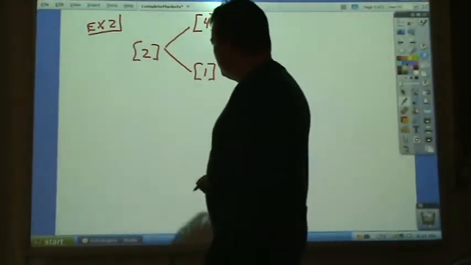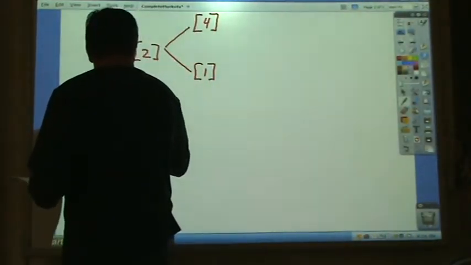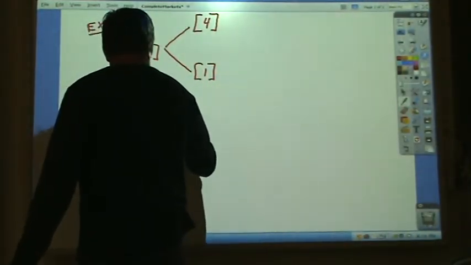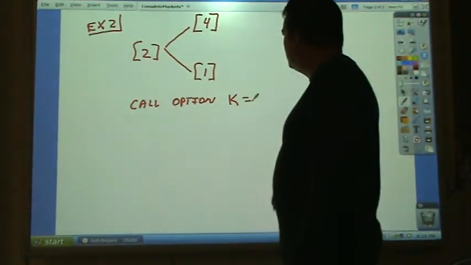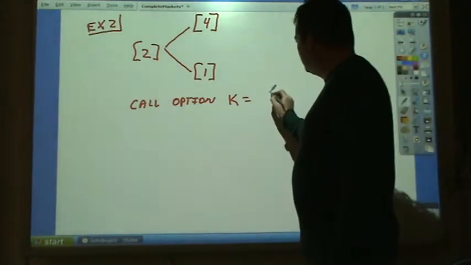Now suppose somebody wanted to sell a call option with K equal to a strike price of, say, $2.